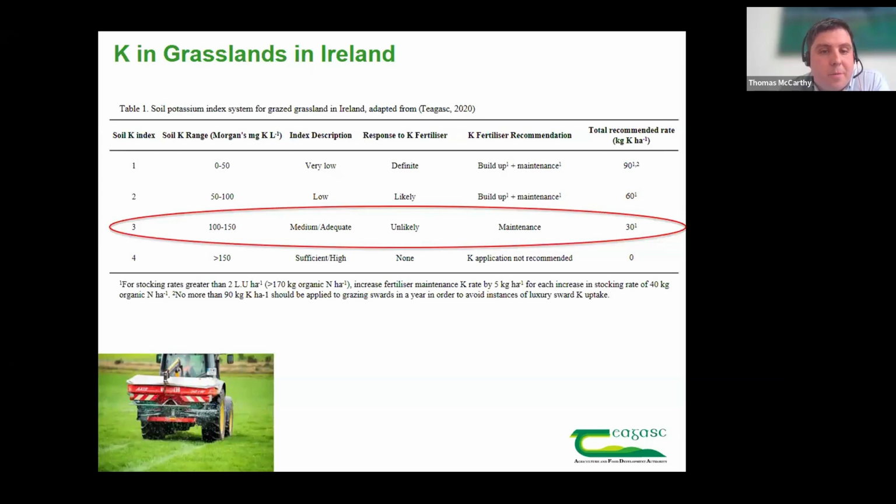And at that optimum range, we'd recommend just to maintain the soil K fertility in this range, and that would be 30 to 35 kilograms of K per hectare, depending on your stocking rate, to maintain that optimum level. And as we progress down into suboptimal indexes, we'd add another 30 kilograms per drop in index, and that's really so we can build back up into that optimum range.